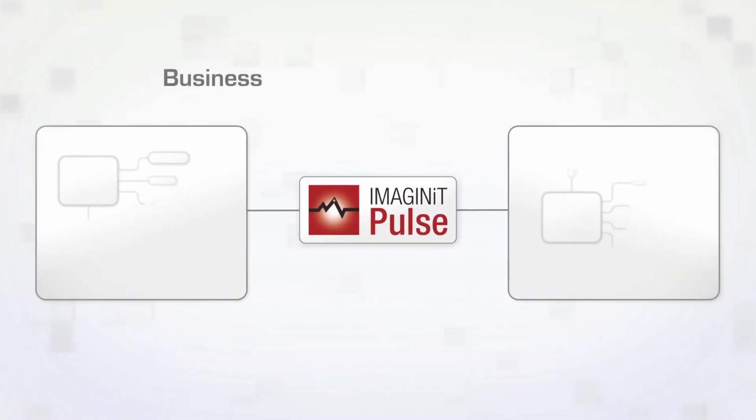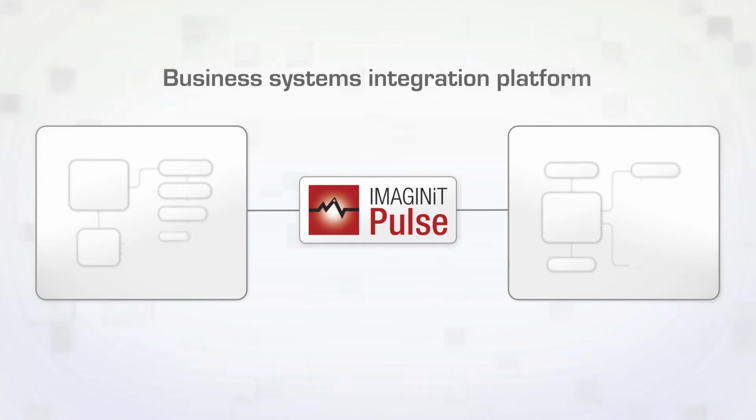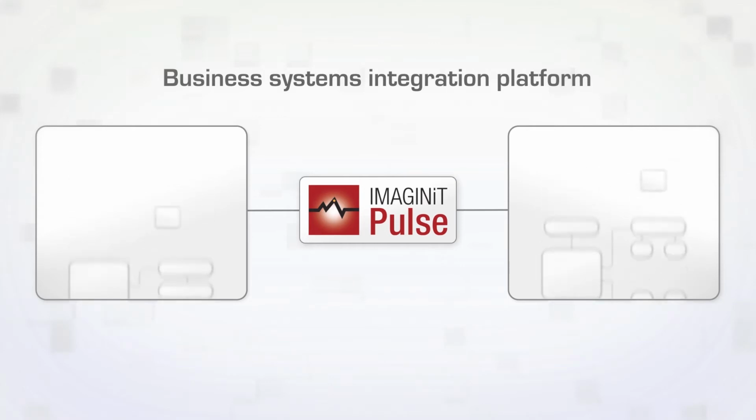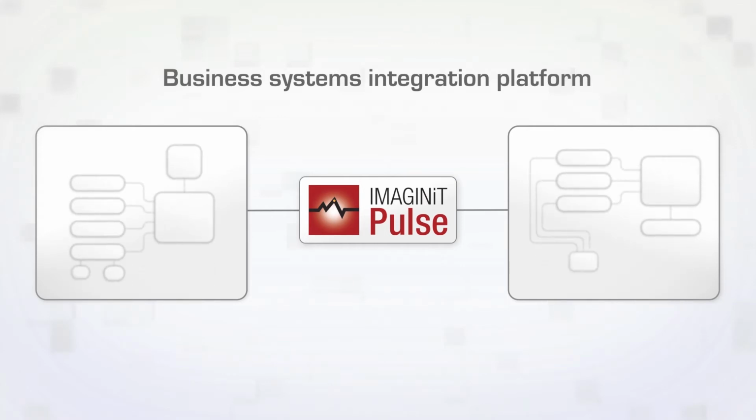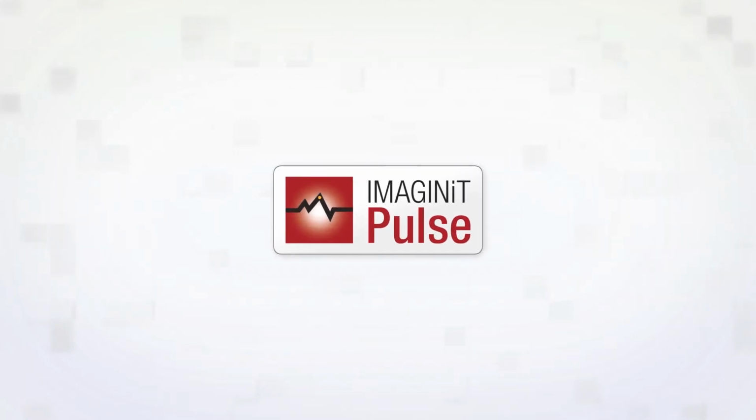IMAGINiT Pulse is a business systems integration platform. It seamlessly bridges discrete business systems so that you can integrate many different types of business applications, regardless of platform, programming language, or API. Here's how it works in simple terms.